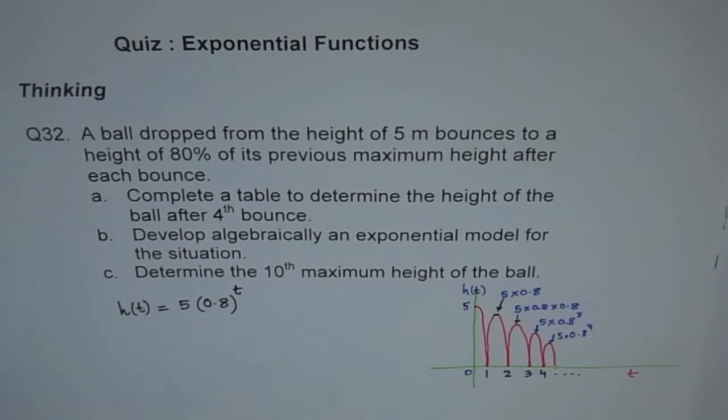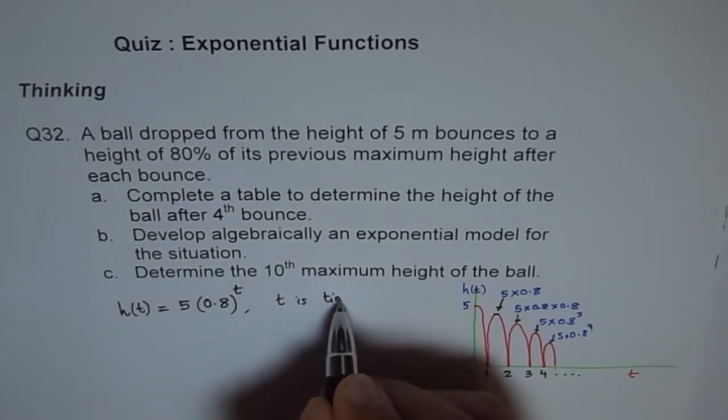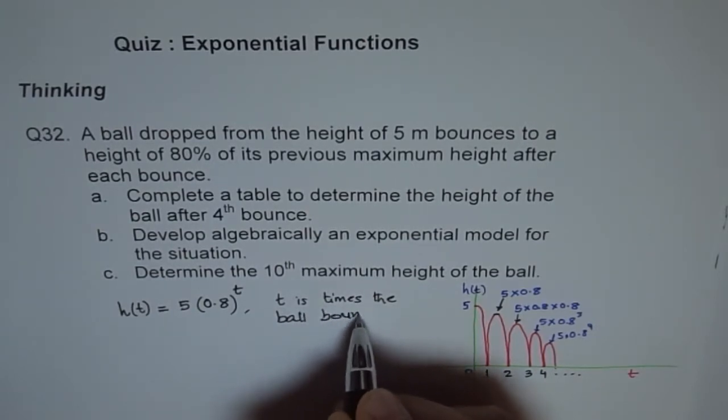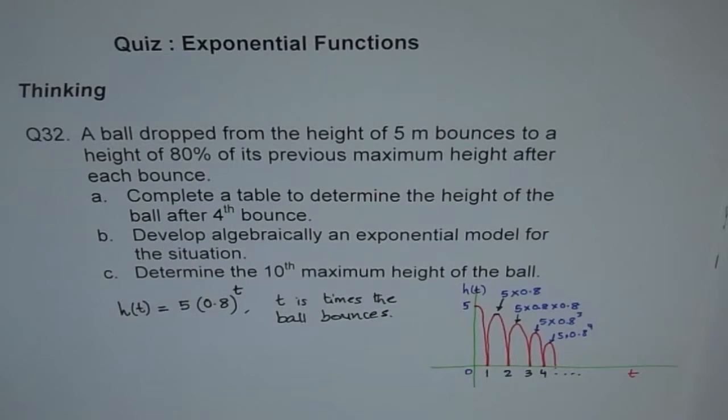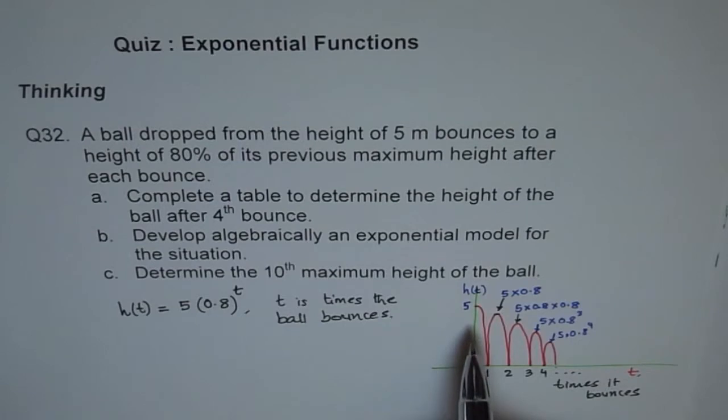Where t is the number of times the ball bounces. Not the time t, okay? t is the number of times. So I've just changed my definition here, writing t as the times it bounces. And just to show you for clarity, I've stretched it out. Actually, the bouncing will be done only at one point.